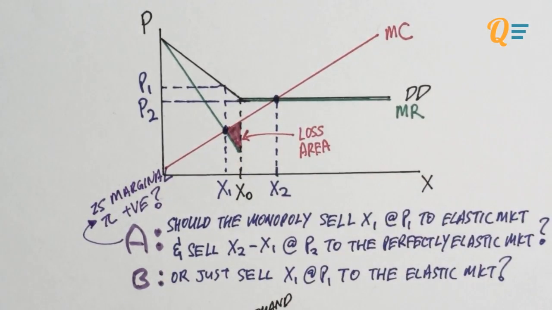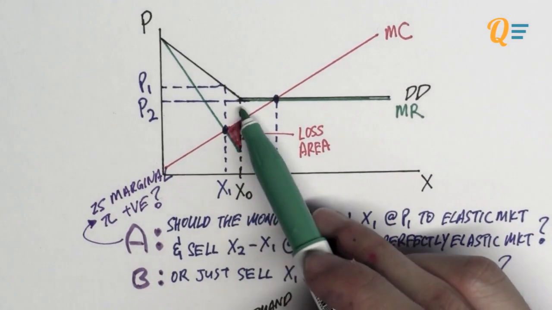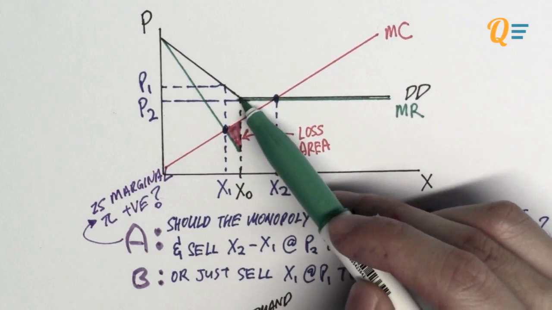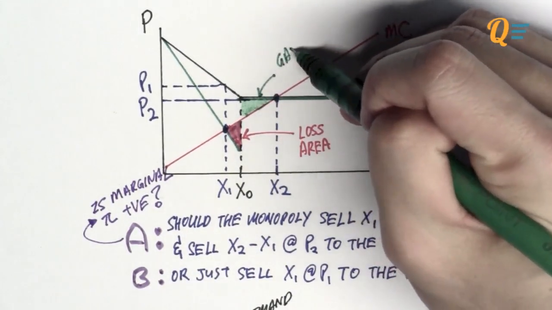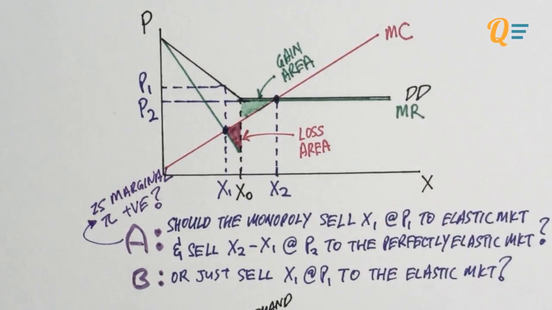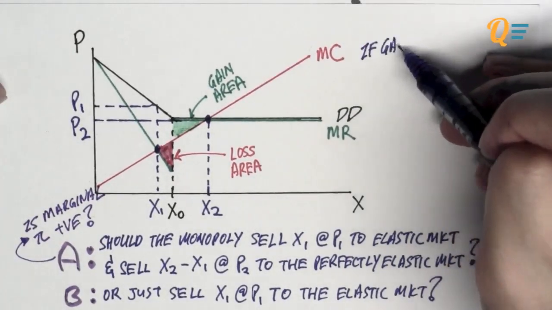Therefore, I'm going to highlight that in red and call that the area of loss. Moving on to the quantities between x2 and x0, this triangle here is formed with the marginal revenue curve on top of the marginal cost curve. Therefore, this green triangle is called the area of gain. So now we move on to see how the monopolist is going to choose between A and B.